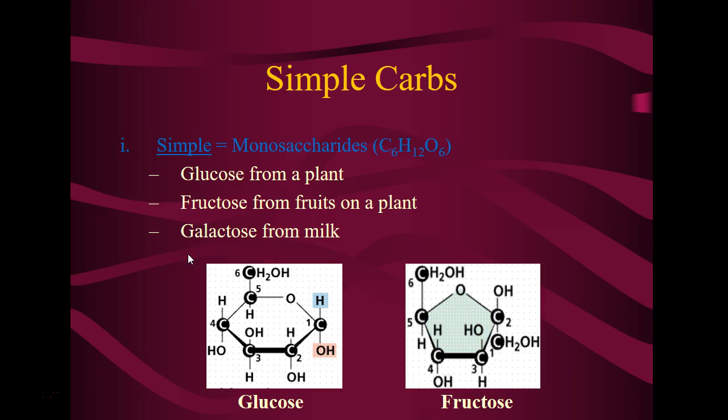All right, so the first type of carb is a simple carb, and that's just one sugar molecule. All right, you get glucose from a plant, fructose from fruits on a plant, so like an apple or a banana. So just one building block.